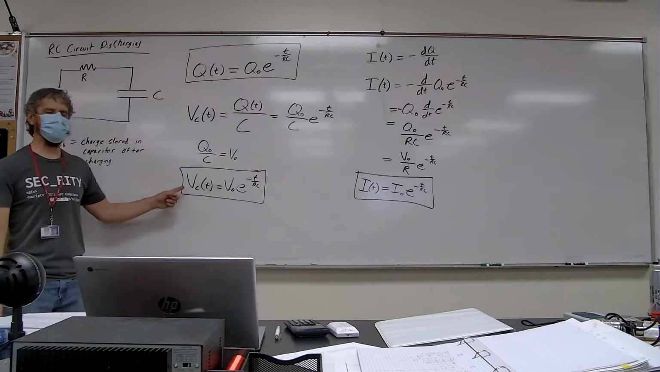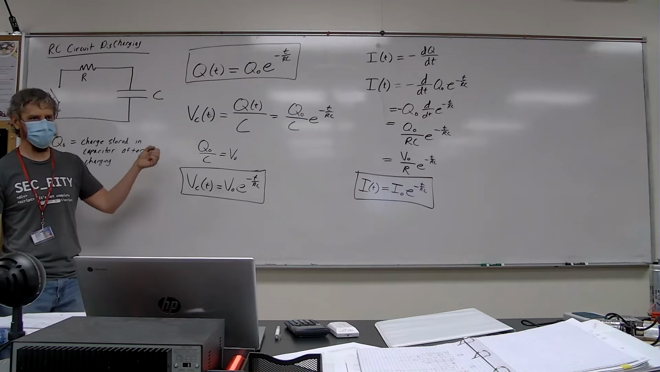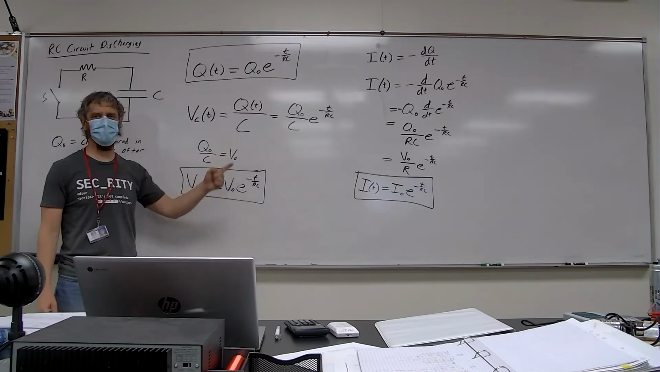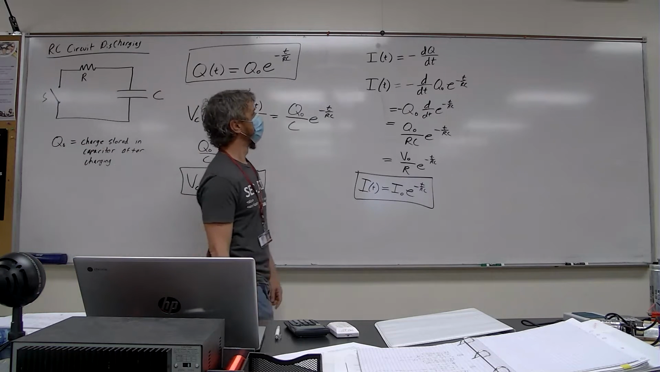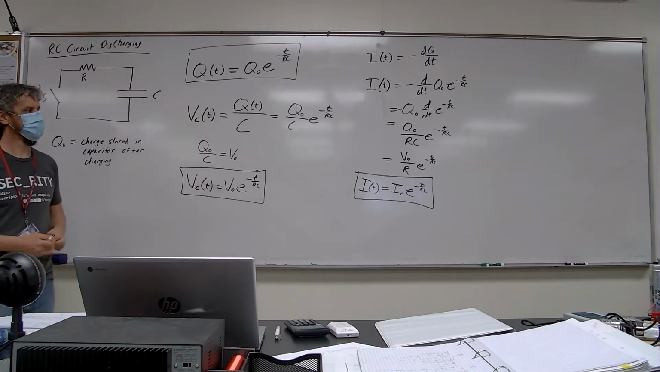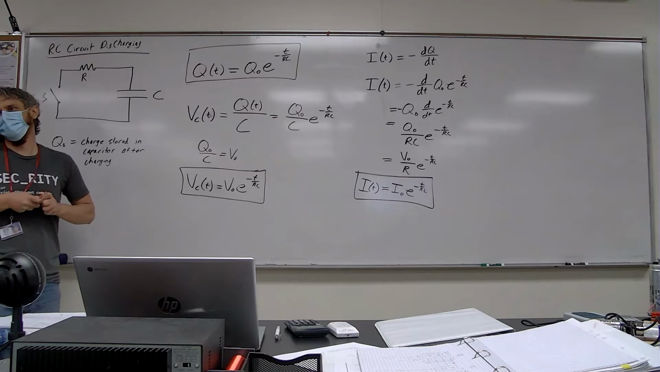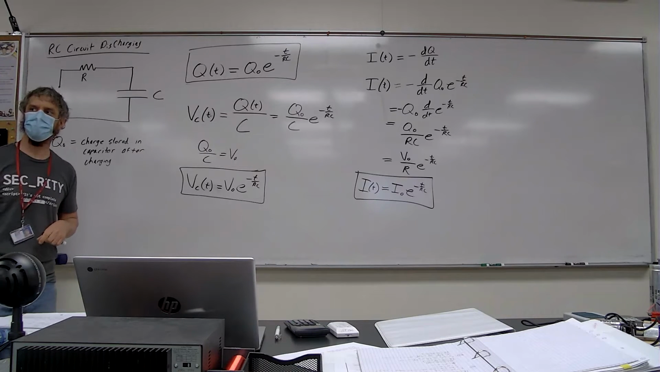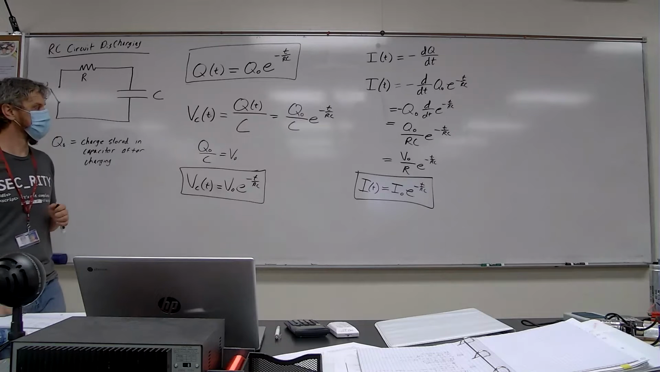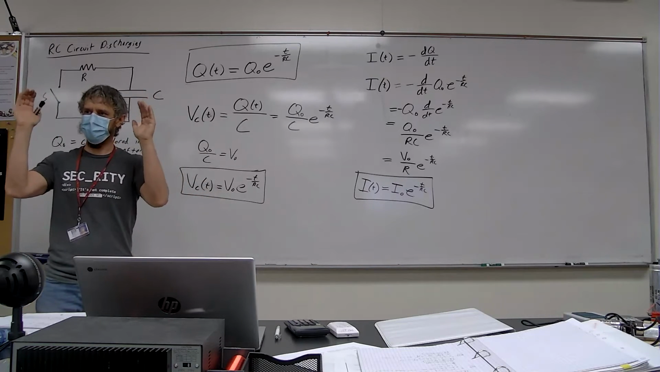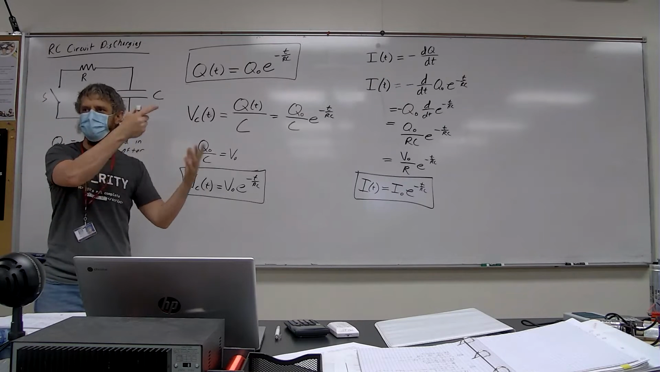The voltage across the capacitor at time t after the switch is thrown is the starting voltage times e to the negative t over RC. It's not like that for charging. Remember, the voltage increases, the charge increases, but the current decreases. And when it increases, it's something times, in the parentheses, 1 minus e to the negative t over RC.